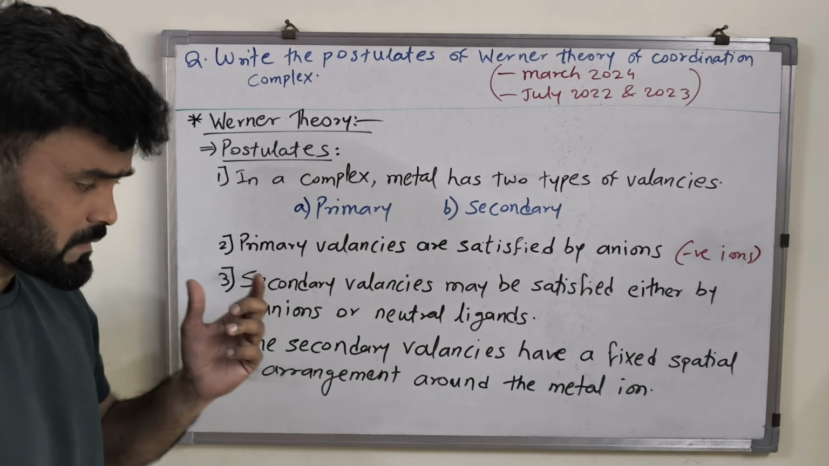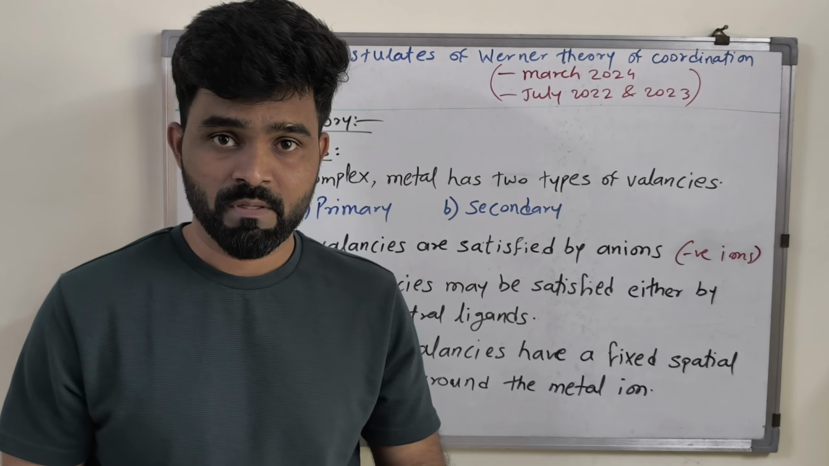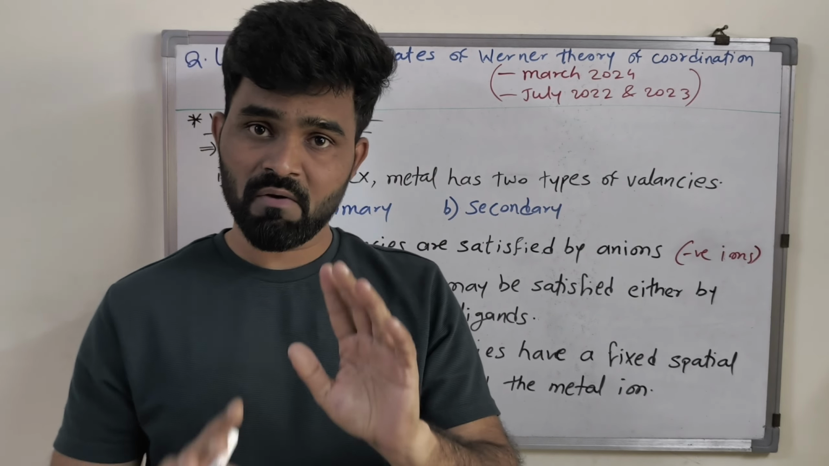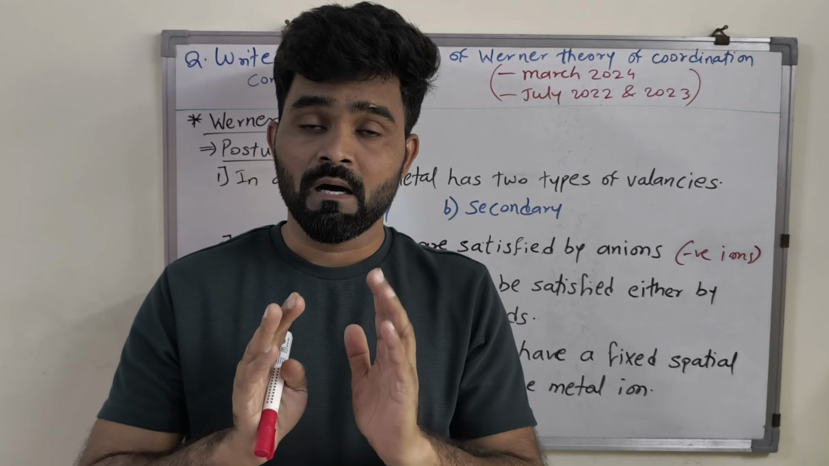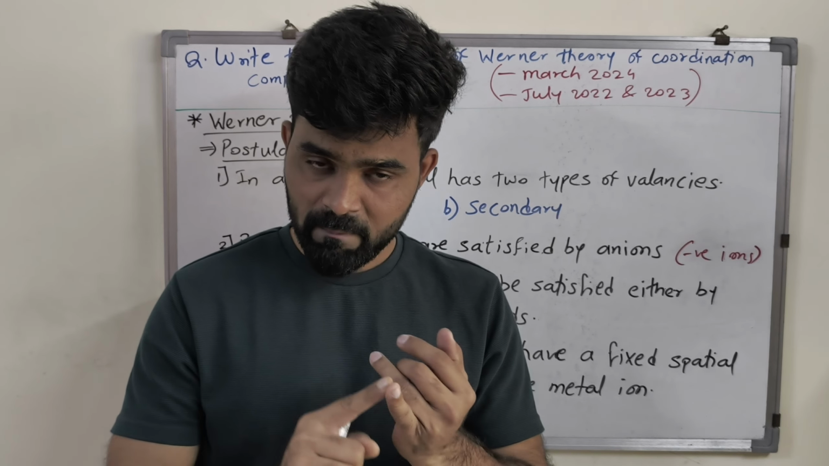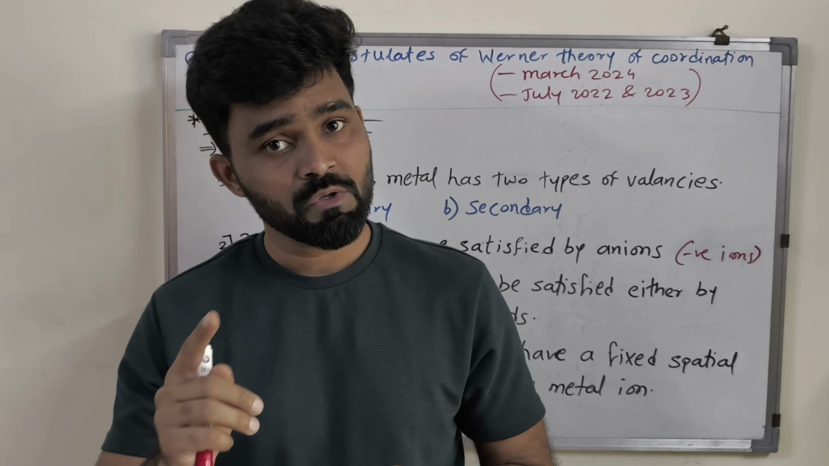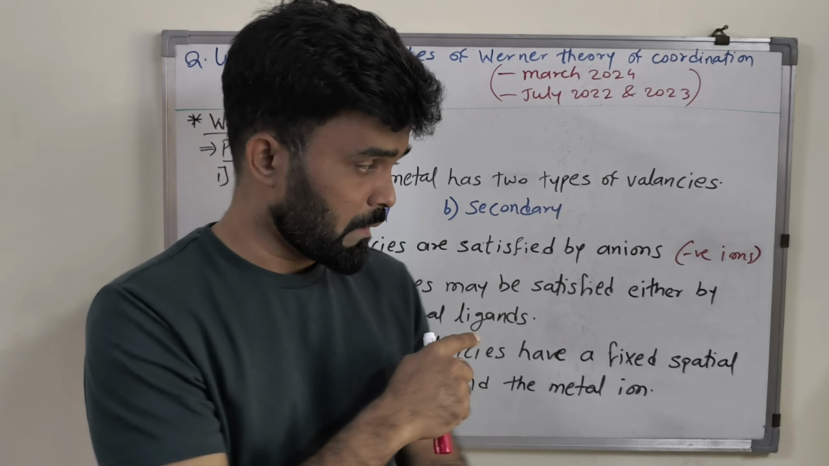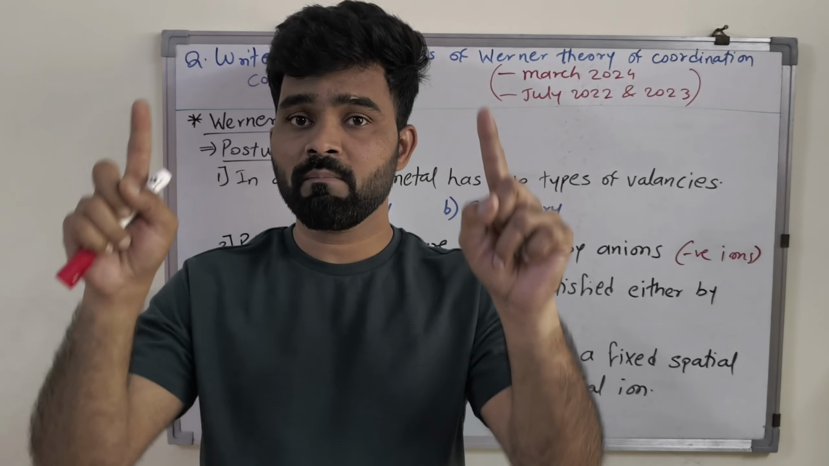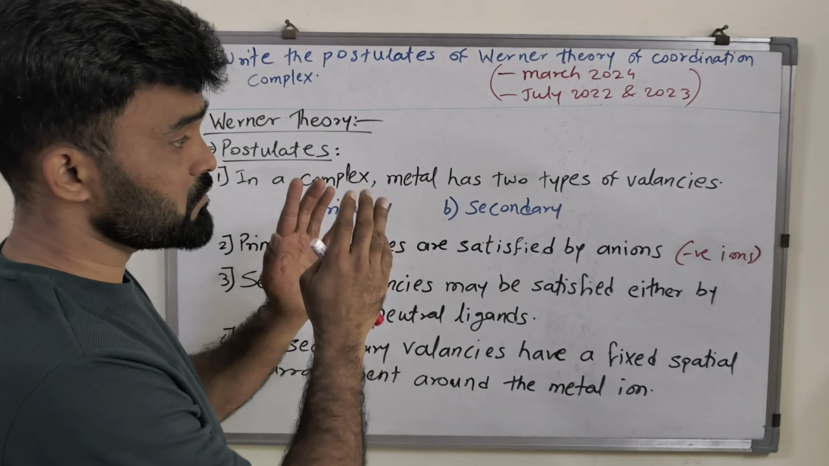ठीक है. देन द लास्ट वन सेज सेकेंडरी वैलेंसीज हैव फिक्स्ड स्पेशियल अरेंजमेंट. स्पेशियल मतलब स्पेस में जो अरेंजमेंट है वो सेकेंडरी वैलेंसी का फिक्स होता है, और बिकॉज ऑफ दैट a molecule or coordination compound gets a fixed geometry. मतलब प्राइमरी वैलेंसी बाय एनायंस, सेकेंडरी वैलेंसी बाय एनायंस या फिर न्यूट्रल लिगैंड्स, और जो फोर्थ पोस्टुलेट है वो बोलता है, सेकेंडरी वैलेंसी की अपनी एक प्रॉपर ज्योमेट्री फिक्स होती है. ओके, सो दीज आर द फोर पोस्टुलेट्स.